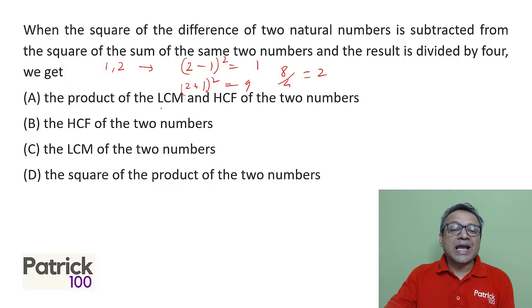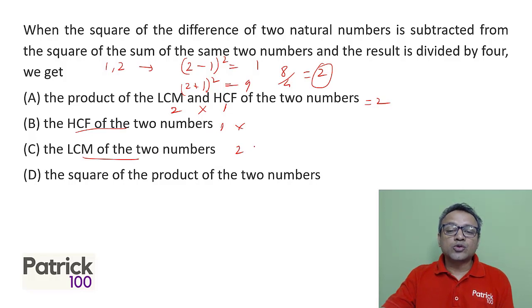Now let's look at the options. LCM and HCF. What is the LCM of 1 and 2? 2. HCF of 1 and 2? 1. So 2 into 1, 2, satisfies. Next, HCF of two numbers, 1, doesn't satisfy. I want 2 as the answer. LCM of two numbers, 2, also satisfies. Square of the product of two numbers, 2 into 1 squared, 4, doesn't satisfy. So I'm left with two options, A and C.